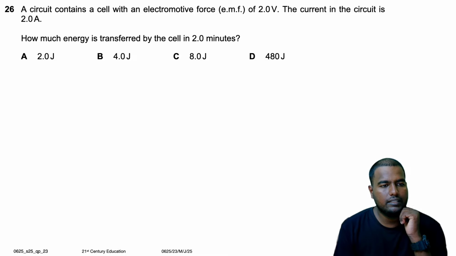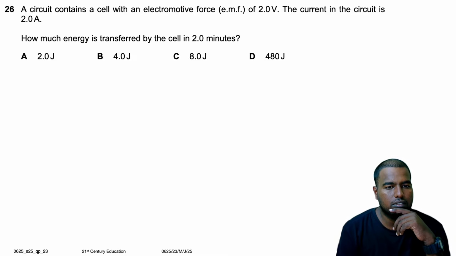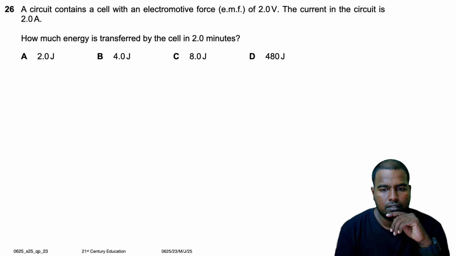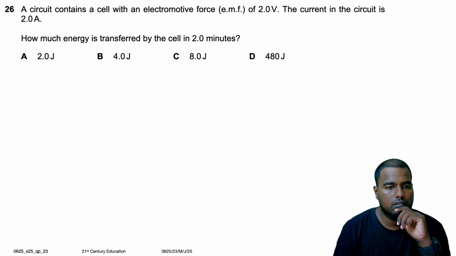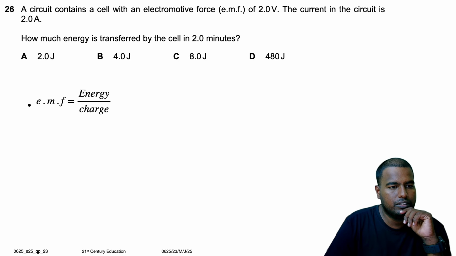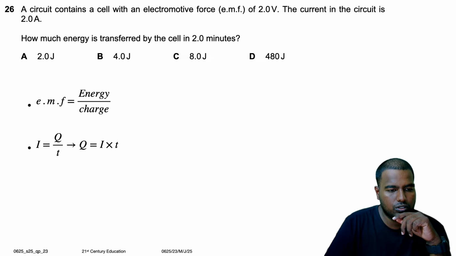A circuit contains a cell with an electromotive force of 2 volt. The current in the circuit is 2 ampere. How much energy is transferred by the cell in 2 minutes? The definition of EMF itself is energy by charge. So we just want energy. So energy is EMF into charge. But how to find charge? We know that I is Q by T. From this we can get Q. Charge is I into T.